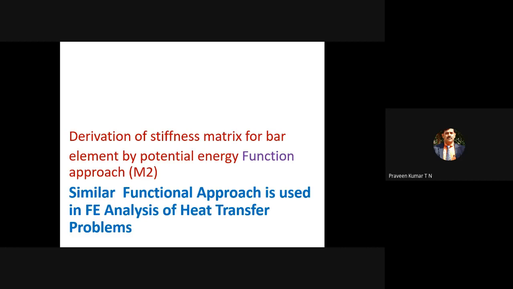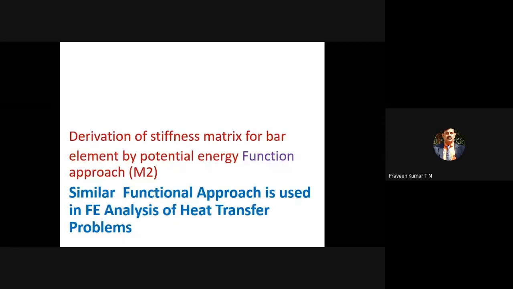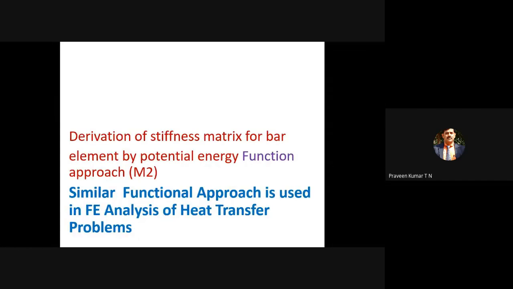The original equilibrium equation is KQ is equal to force. But when it comes to the heat transfer problem, so Q is replaced by T. So where T is the field variable, when it comes to heat transfer, field variable is temperature. So there is no stiffness.